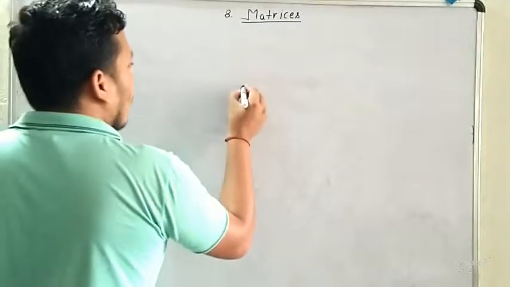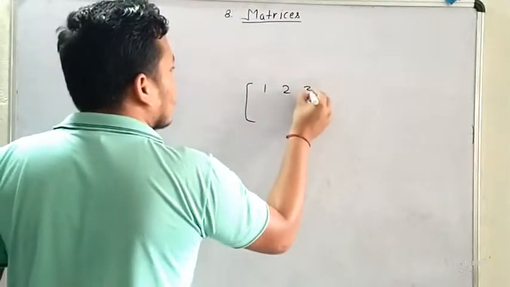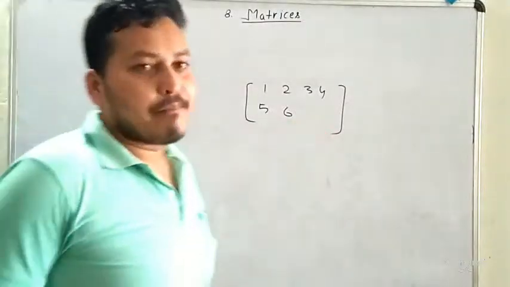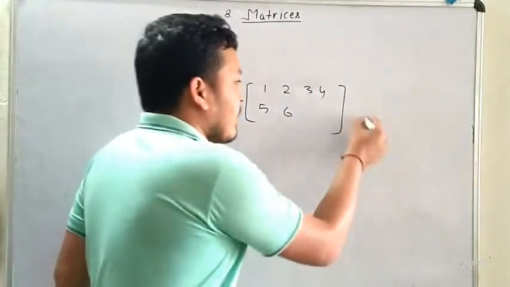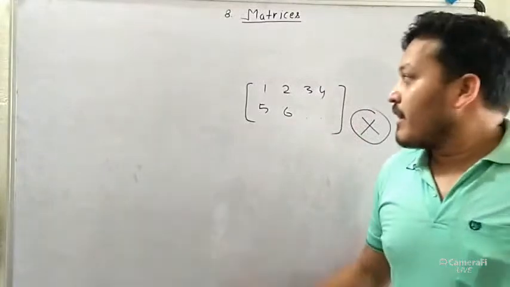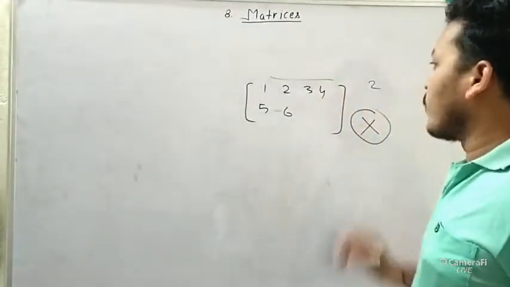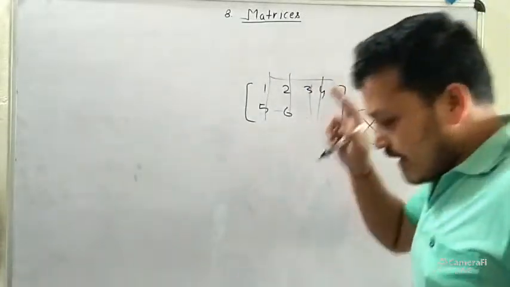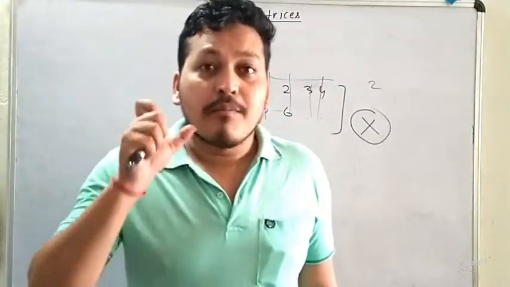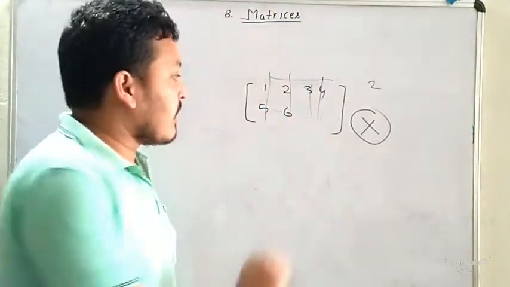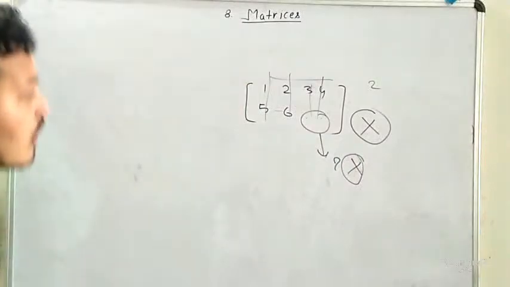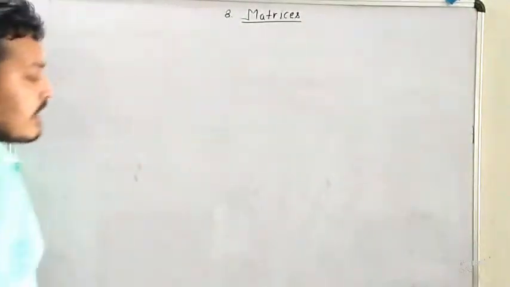But if you make something like 1 2 3 4, then 5 and 6, and here is an empty part, these two places are empty, so it is not a proper shape of a matrix and this will be wrong. This is not the shape of a matrix. The number of rows is 2 here, and columns are 1 2 3 4. So in each row and each column, an element is mandatory, it is a must. There should be an element everywhere. If not, this is not a form of a matrix. So this is the wrong pattern of a matrix.